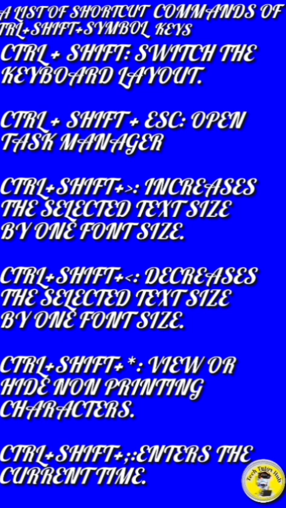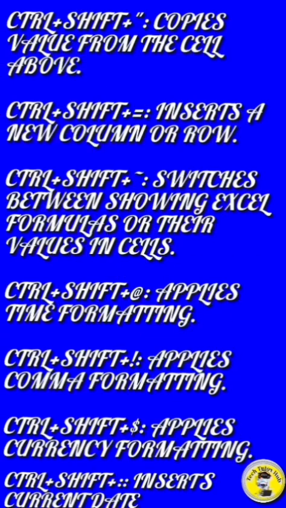Control Shift with asterisk views hidden non-printing characters. Control Shift with semicolon enters the current time. Control Shift with double quote copies values from the cell above. It is separate for MS Excel.